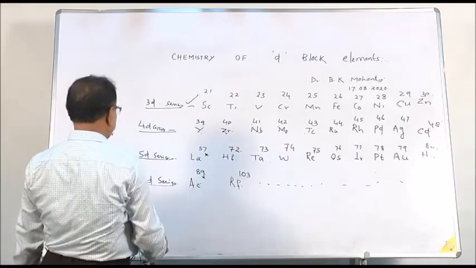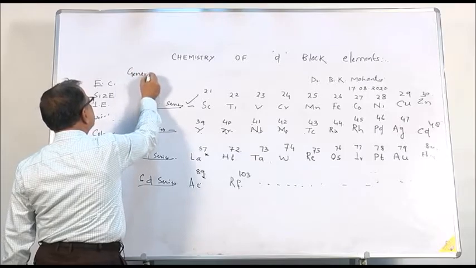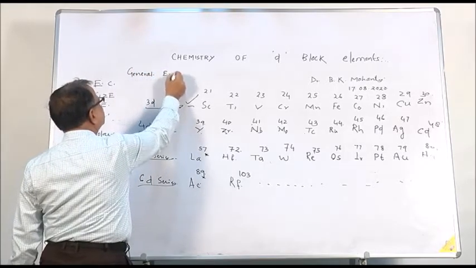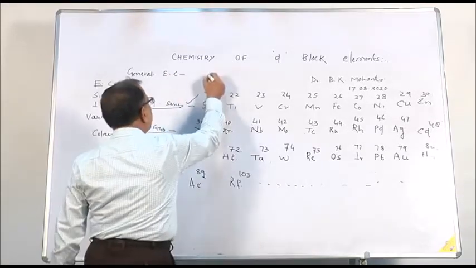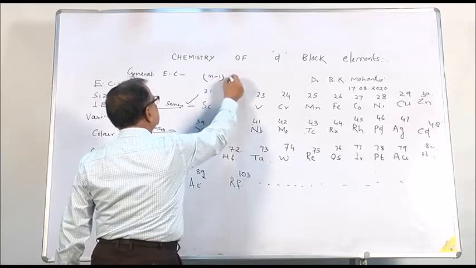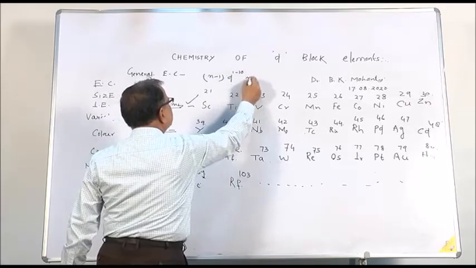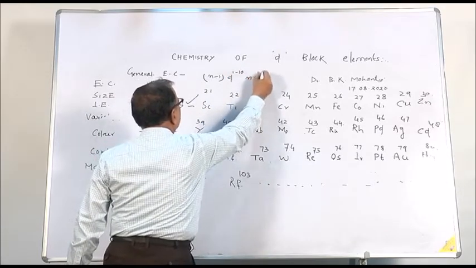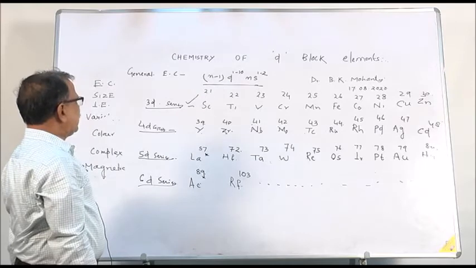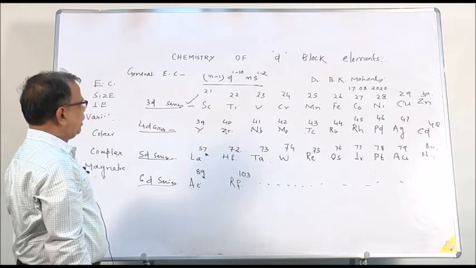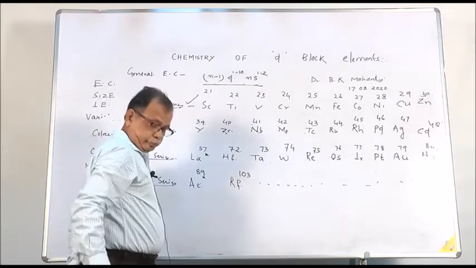Then we go to the electronic configuration. The general electronic configuration is (n-1)d 1 to 10, ns 1 to 2. This is a question: what is the general electron configuration of d block elements? Then you can write (n-1)d 1 to 10, ns 1 to 2.